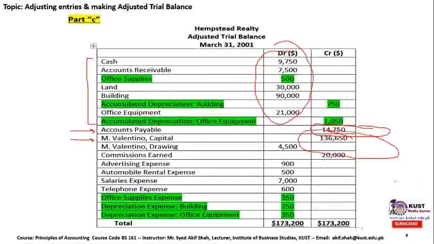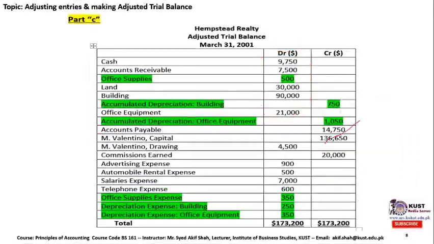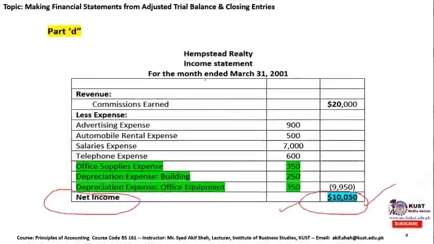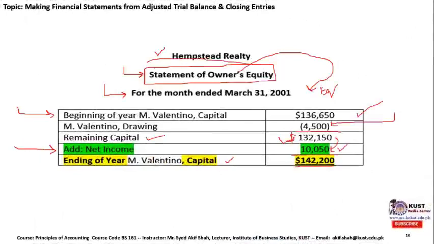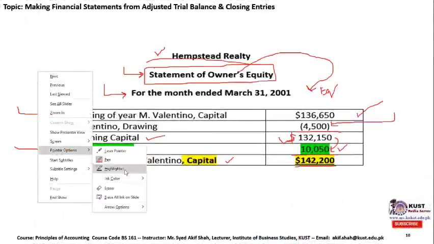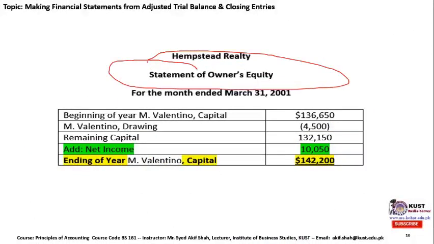$136,650. But let me tell you the trick over here: you are not required to use this amount of $136,650 while making the balance sheet, because you have already constructed an income statement and the net income has been added up in your statement of owner equity, and you have already made this statement of owner equity in the previous step of making the financial statements.